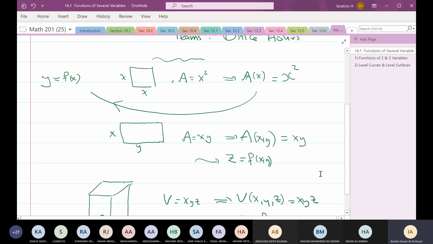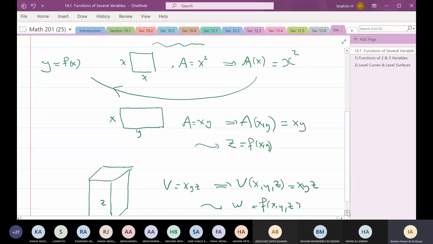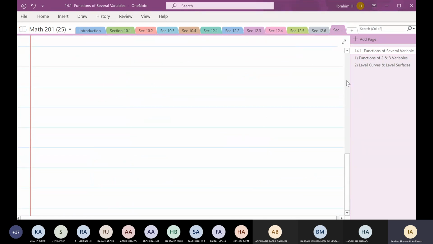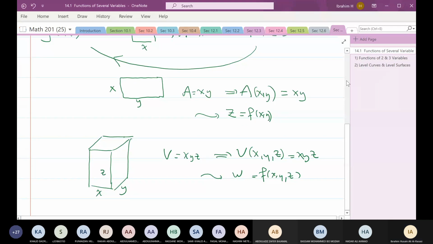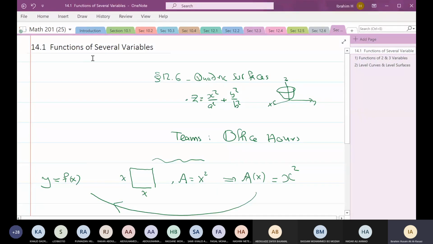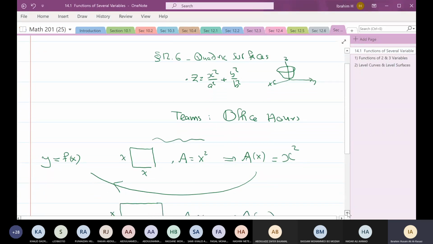Of course, you can generalize and consider functions of four variables, five variables, several variables. So this is now the title, functions of several variables. You can generalize it. Now, mainly we will work with functions of two and three variables.